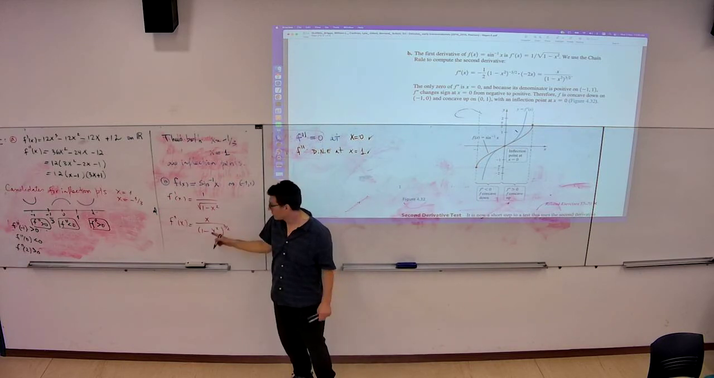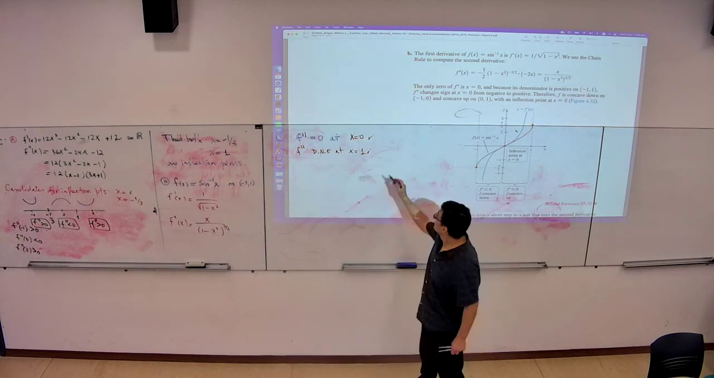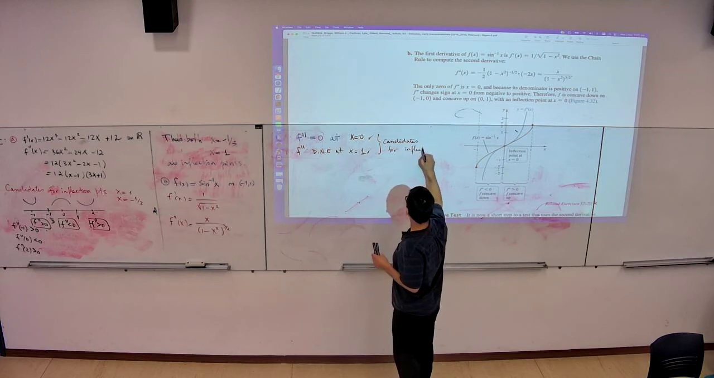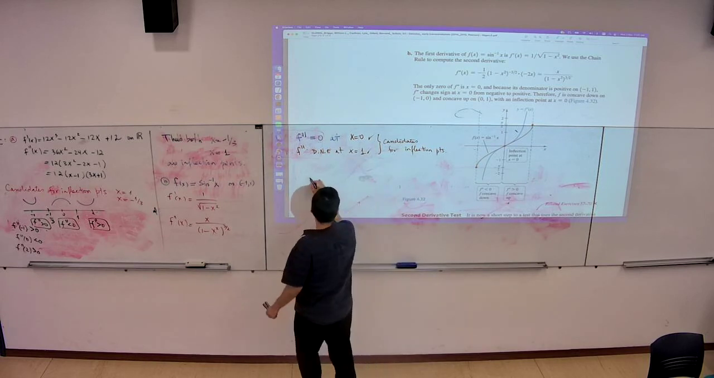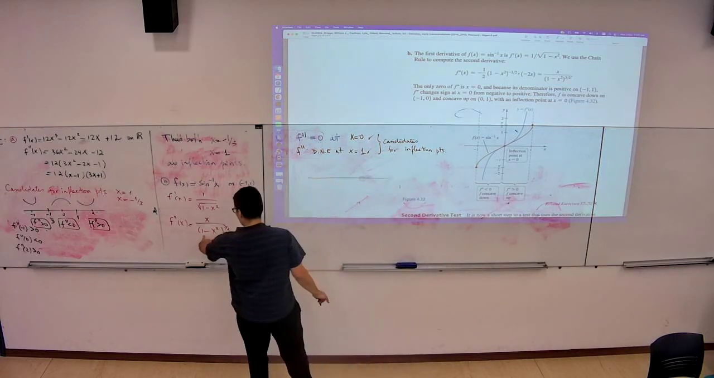So these are candidates for inflection points, right? But we need to prove now that they are inflection points, so we're going to do exactly the same thing. So, am I missing something? Negative 1 as well.